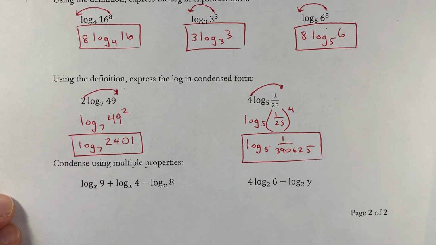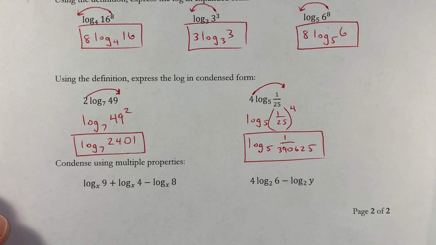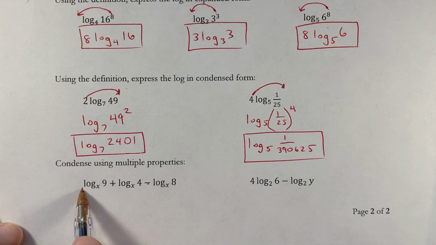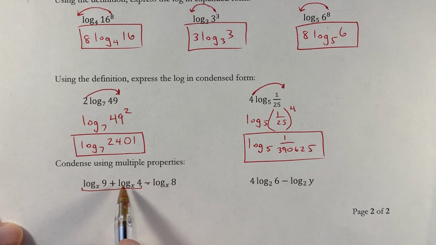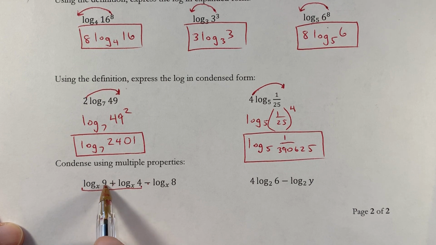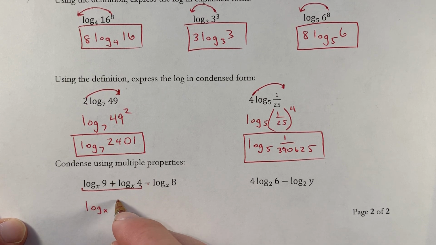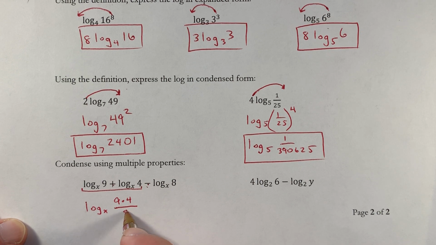And now I've got a couple that I want to condense using more than one property. Okay, so here I've got a sum and I've got a difference. So I'll start by condensing these. And since I'm adding these two logarithms with the same base, that means I can multiply the arguments. So I've got log base x of 9 times 4. And then that subtraction means I'm going to divide. So I'm going to divide by 8.